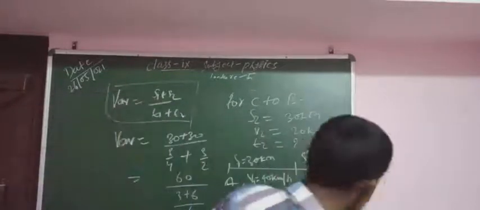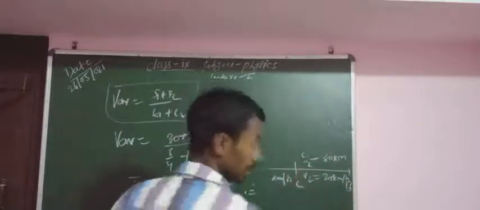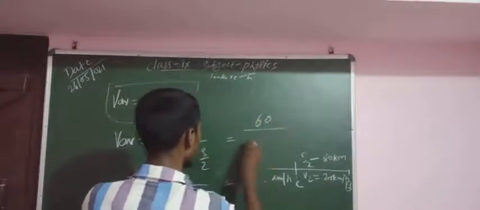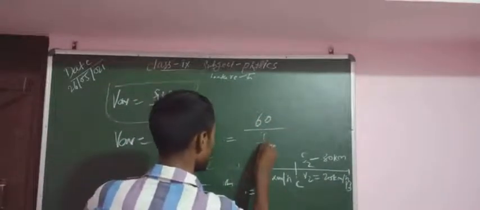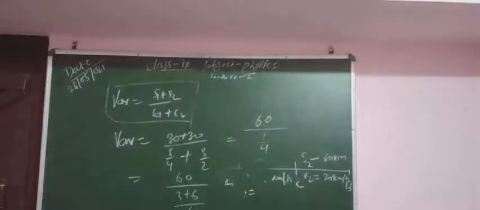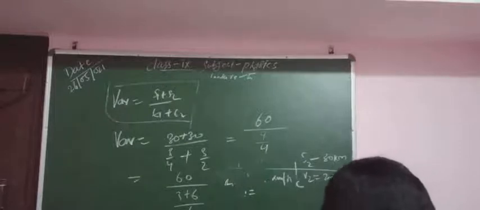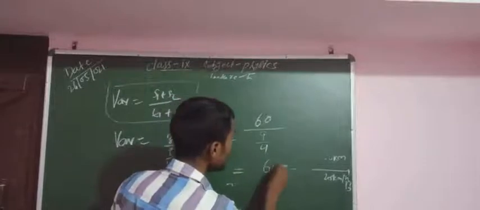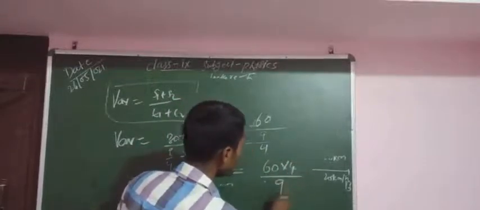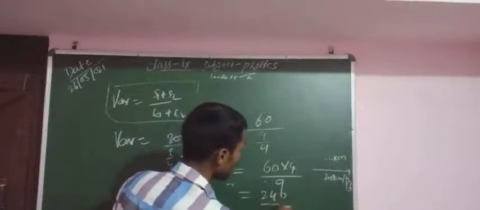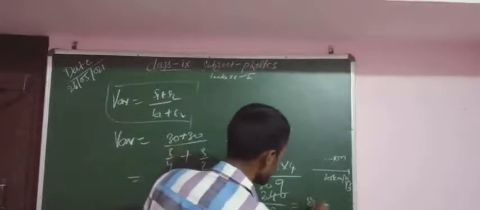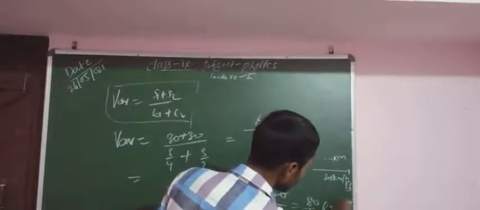So after that it will be equal to 60 by 9 by 4. That means 60 into 4 by 9, that means 240 by 9. Dividing by 3, that means 80 by 3 kilometer per hour.